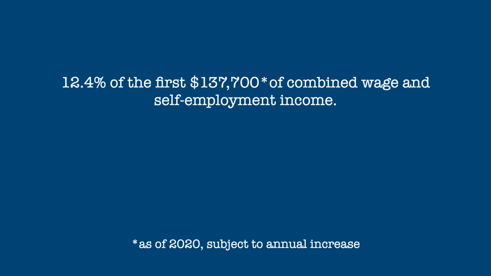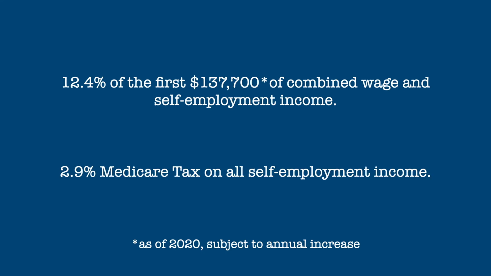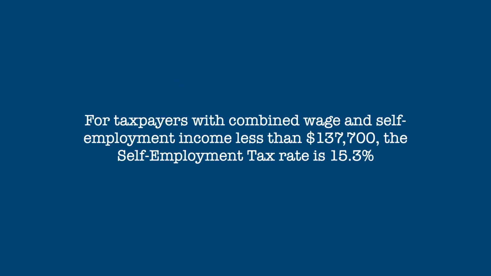As of 2020, the Social Security portion of the self-employment tax rate is 12.4% applied to the first $137,700 of self-employment income, plus the Medicare tax of 2.9% applied to all self-employment income. For taxpayers with self-employment income combined with wage income under $137,700, the self-employment tax rate is 15.3%.